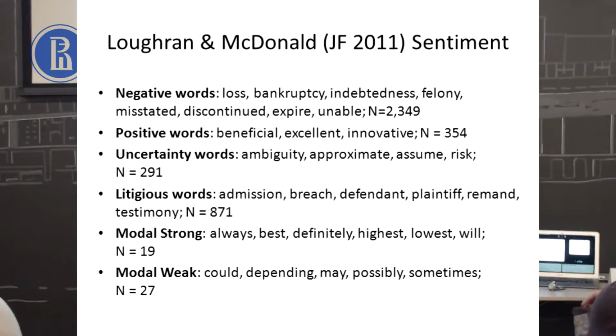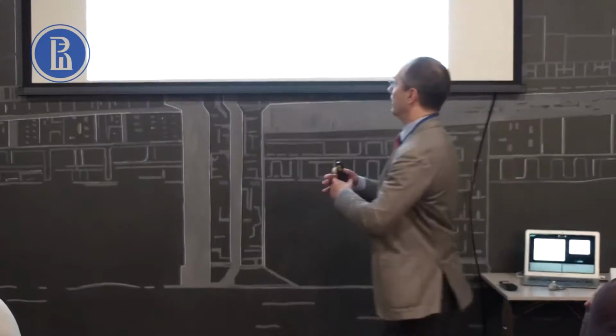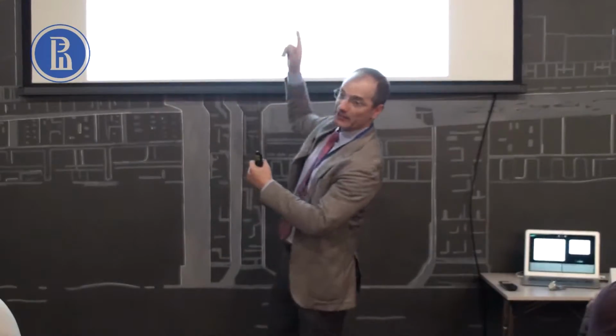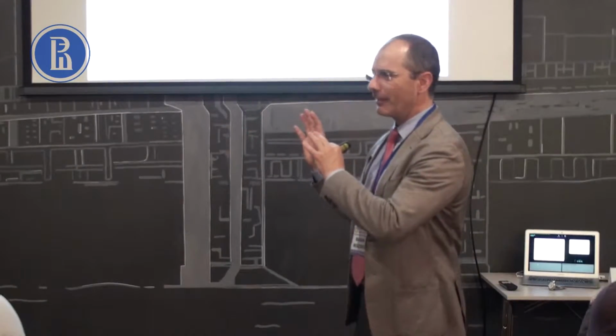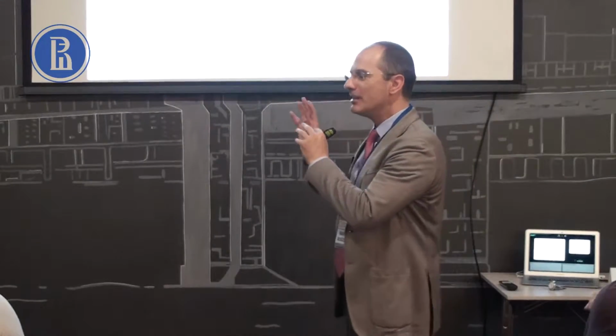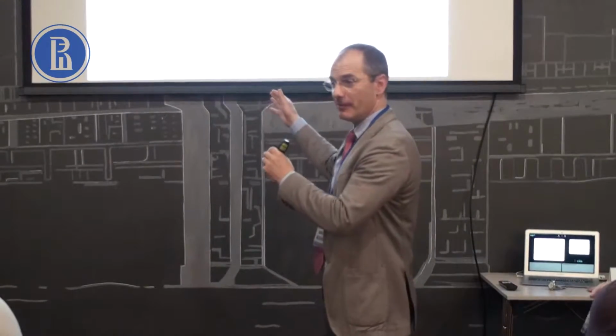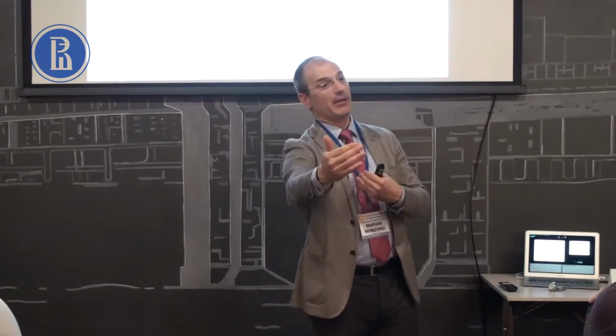Modal strong and modal weak are parts of the language that make something more strong or weaker. So if I say definitely lost or definitely bankrupt, it is making that negative word even stronger. But look, here the technique is very simple. I'm teaching the computer, using a dictionary, how to understand a piece of paper, a filing.